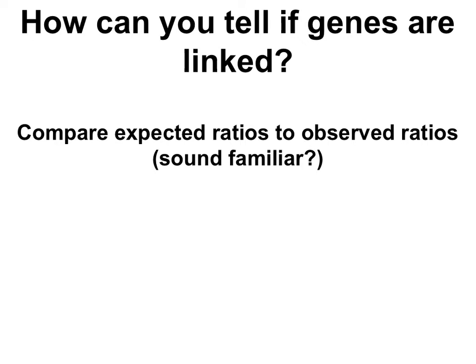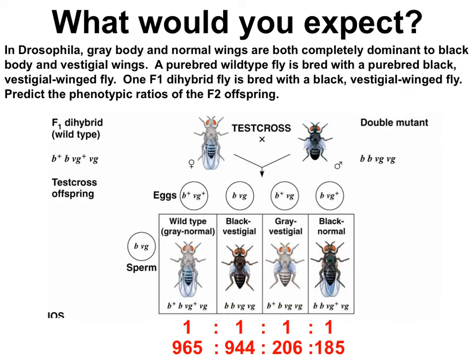This is starting to sound familiar? It should. All right, let's check this out. Here's the data from Thomas Hunt Morgan's fly experiment. If we expect the numbers of each phenotype to be equal, that makes 575 of each.